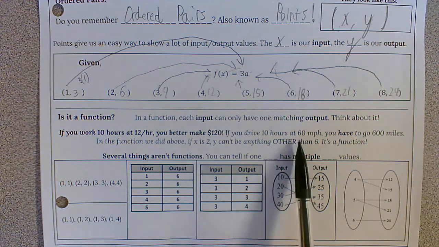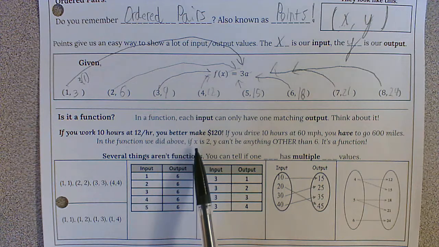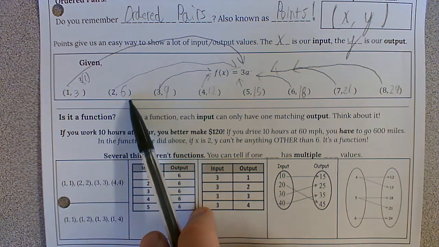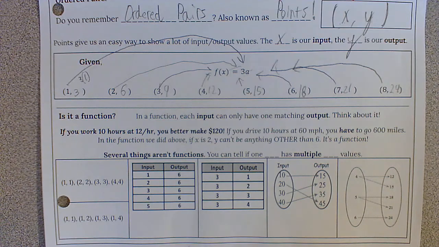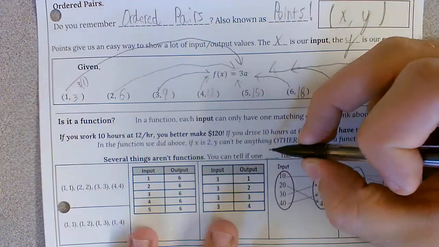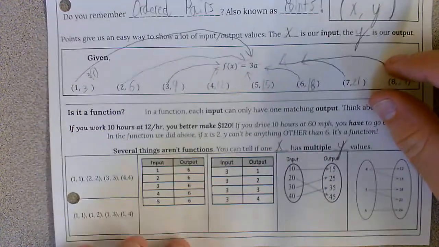If you drive 10 hours at 60 miles per hour, you have to go 600 miles. No more, no less. That's just a law of nature. In the function we did above, if x is 2, the only answer we can get for y will be 6. There's no other answer that works. So, several things aren't functions. If one x value has multiple y values, it's not a function. And you'll see what I mean.